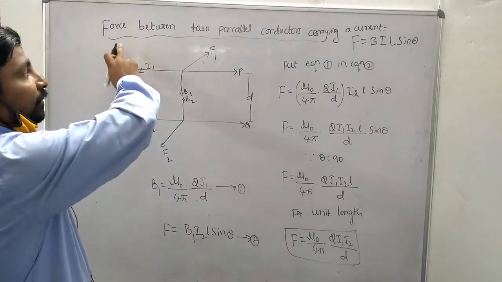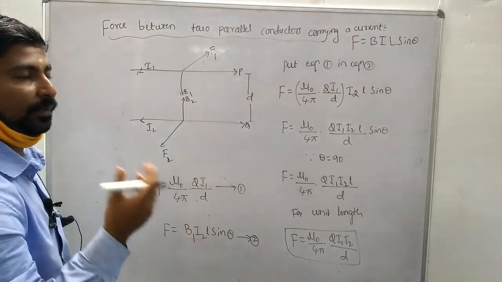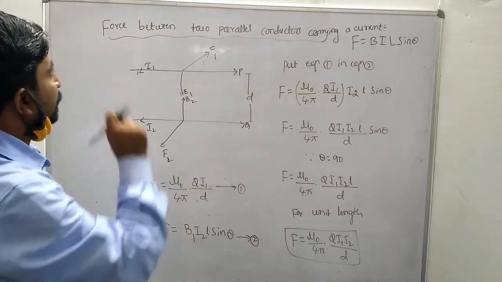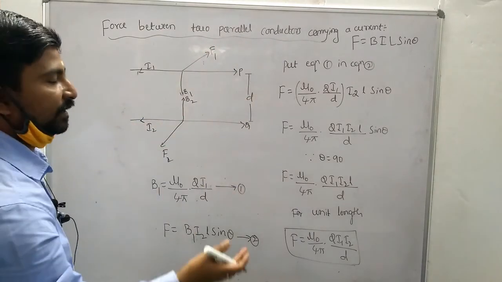So once again, if the force between two parallel conductors carrying a current in the same direction, what happens here? It will be attraction. Suppose the force between two parallel conductors carrying a current in opposite direction, it will be repulsion.